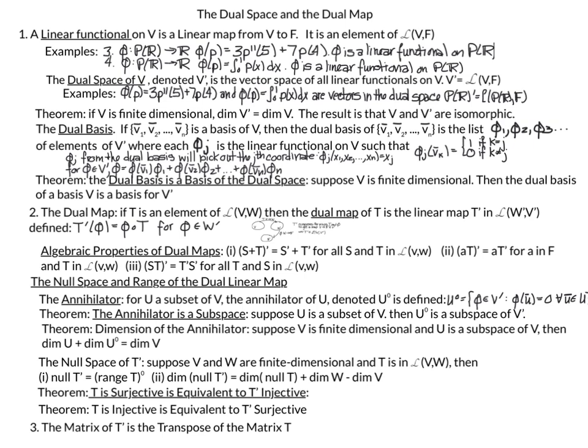We have the following theorem. If V is finite dimensional, then the dimension of the dual space equals the dimension of V, and the result is that V and its dual space are isomorphic.